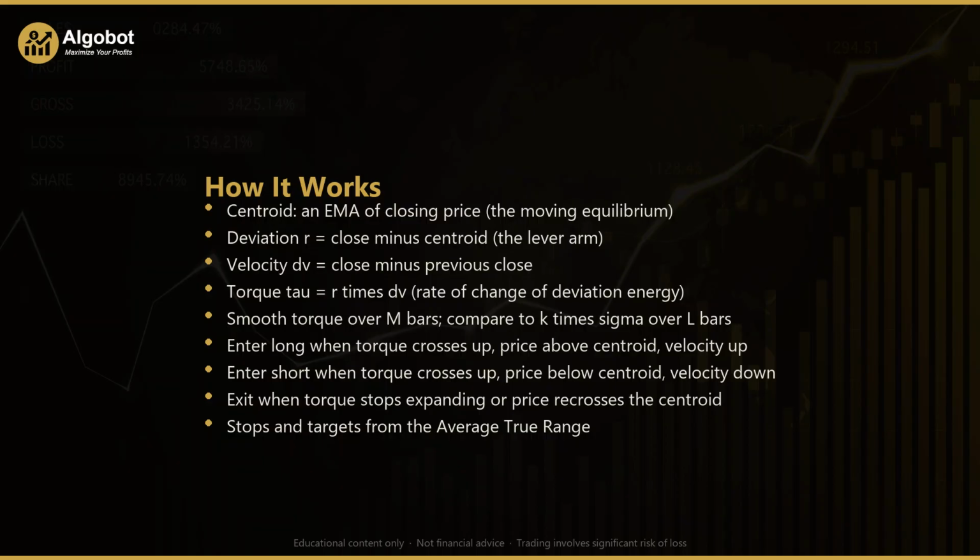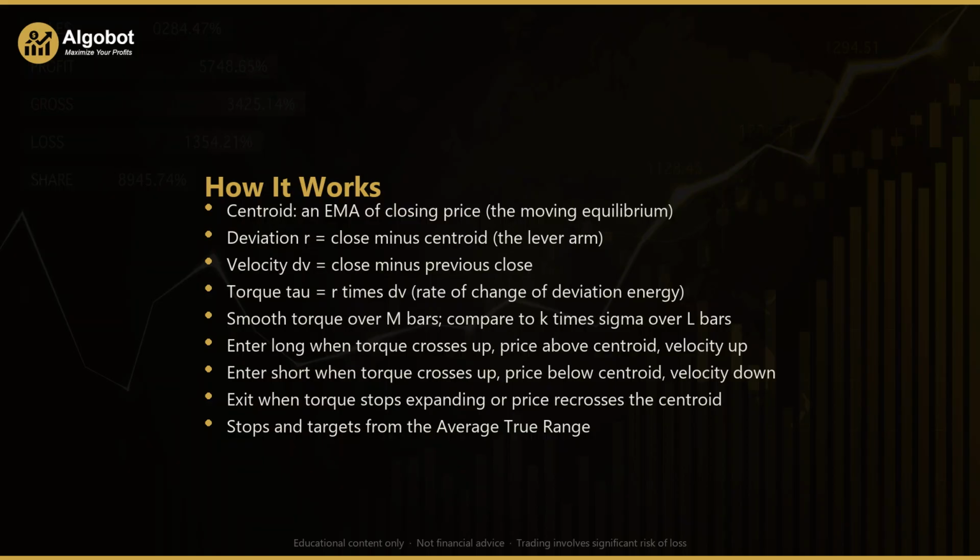The strategy stores a history of these torque values. It then smooths the torque by averaging the last several bars, using the torque smoothing window, which defaults to 8. Separately, it estimates the standard deviation of torque over a longer statistics window, 60 bars by default, and multiplies that by the threshold multiplier, which defaults to 1.20. That product is the adaptive threshold.